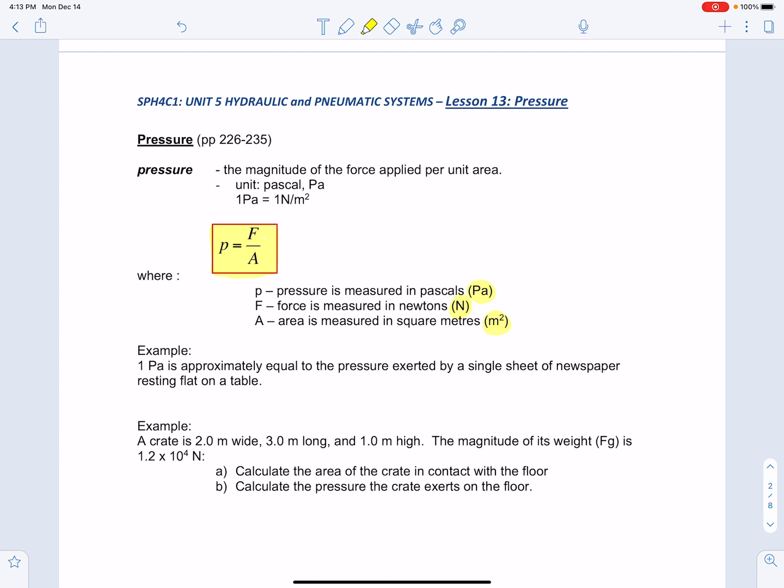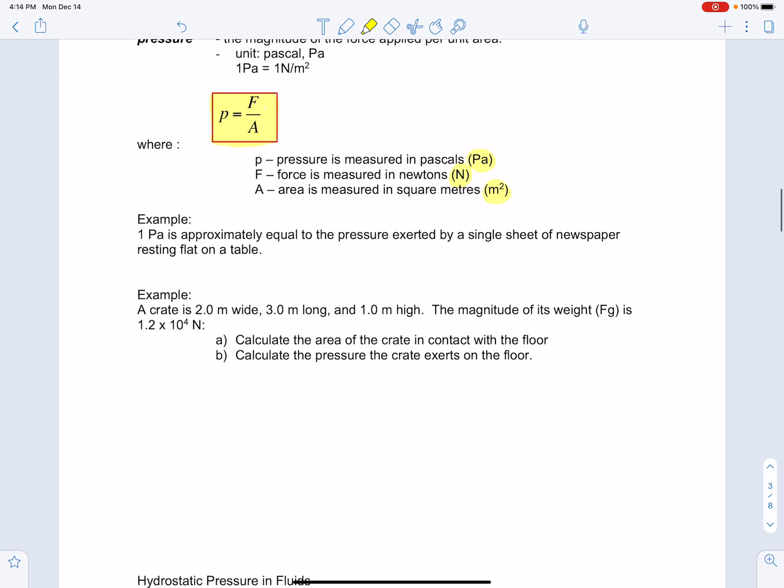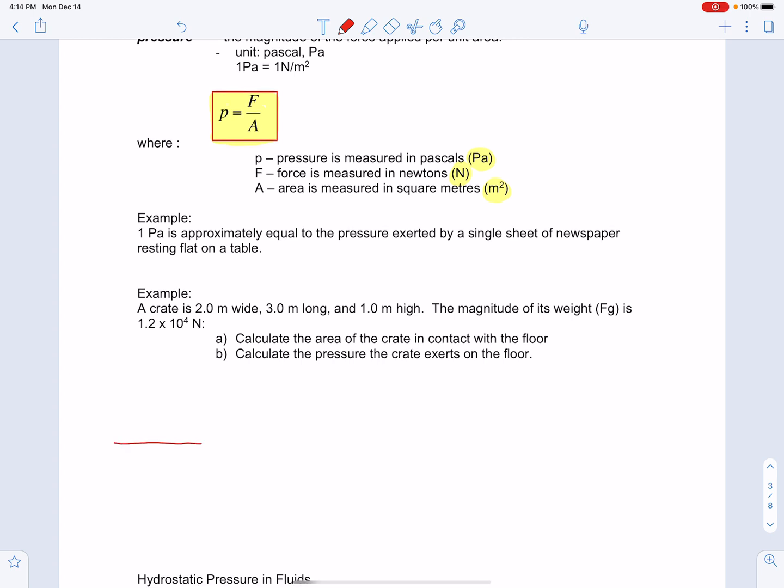Example number 1. A crate is 2 meters wide, 3 meters long, and 1 meter high. The magnitude of its weight, i.e. the force of gravity, is 1.2 times 10 to the power of 4 newtons. So I'm going to draw a quick diagram of what this looks like. So we have 2 meters wide, 3 meters long, and 1 meter high.